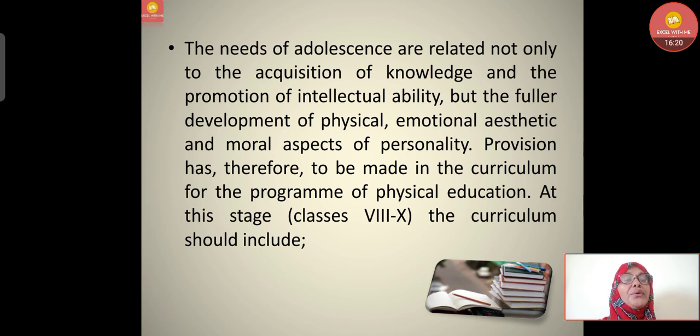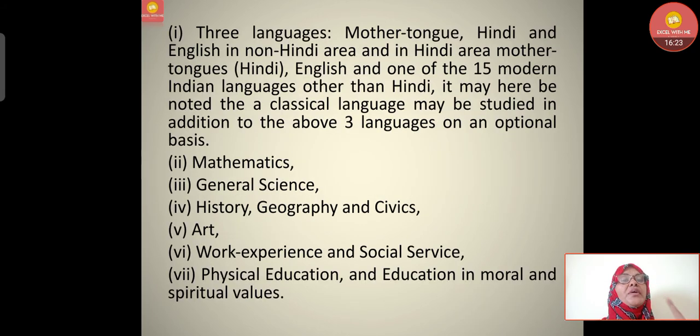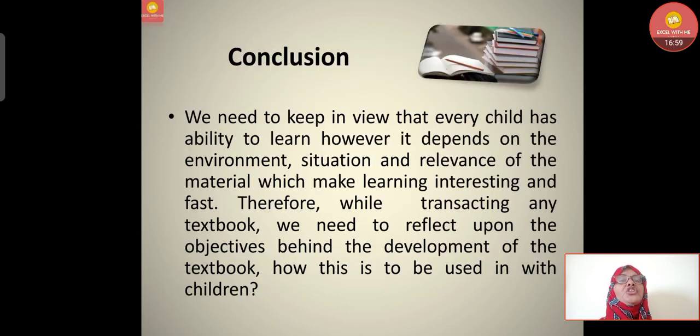The curriculum should include number 1, 3 languages, that is mother tongue, Hindi and English. In non-Hindi areas and in Hindi areas, mother tongue, English and one of the 15 modern Indian languages other than Hindi. It may here be noted that a classical language may be studied in addition to the above 3 languages on an optional basis, not compulsory, that is optional basis. Then mathematics, general science. Now here history, geography and civics. Civics will be divided as political science and economics. Then art, work experience and social service, physical education and education in moral and spiritual values.